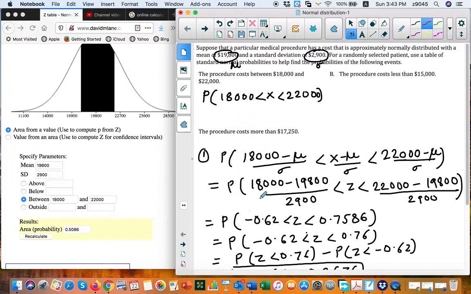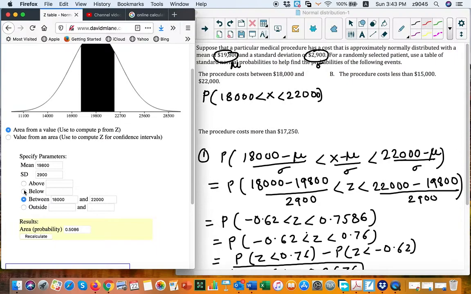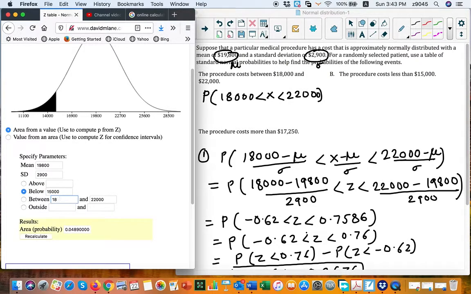Similarly, if I go to part B, the procedure costs less than 15,000. Mean is same, standard deviation is same. So this is below 15,000, and I don't want these values. I'm going to remove these values from here. Less than 15,000. So the probability.